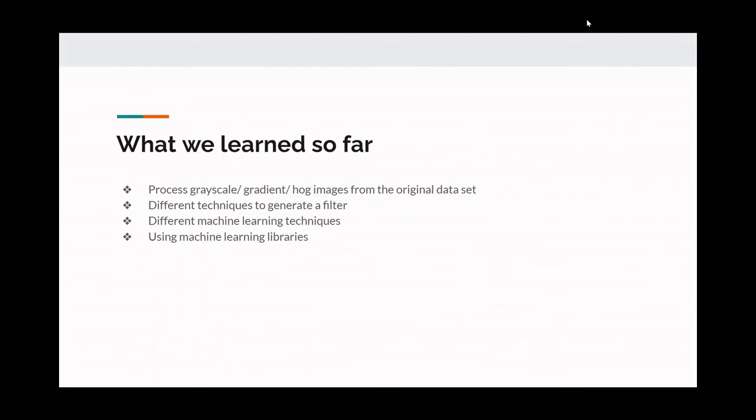We have learned how to process grayscale, gradient, or HOG images from the original dataset. We learned different techniques and filters such as Gaussian blur, edge detection, corner detection, as well as different machine learning techniques such as deep learning, k-nearest neighbor, support vector machine, and convolutional neural network. Moreover, we learned how to utilize different machine learning libraries such as TensorFlow, Keras, and sklearn.